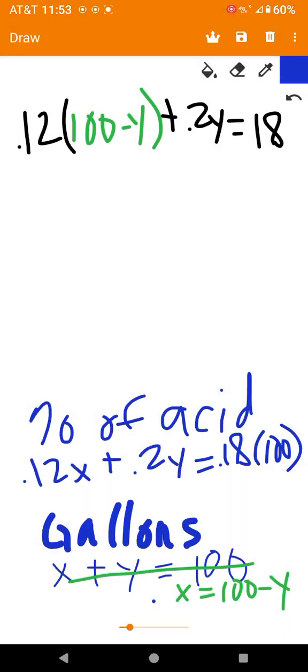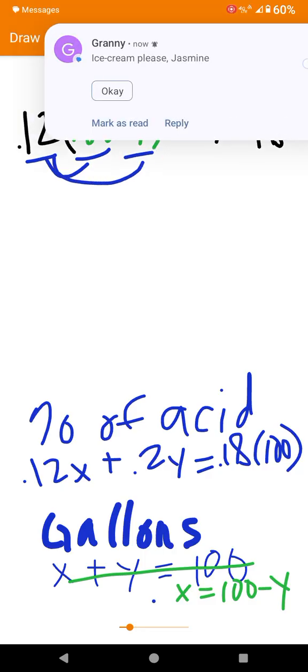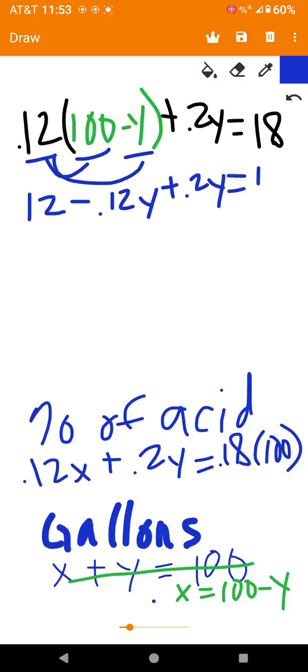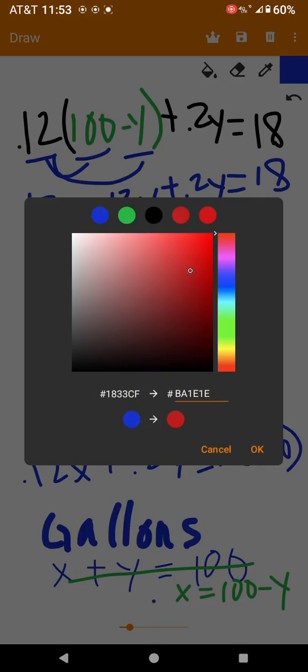So we'll do 0.12 times 100 and 0.12 times negative Y. So 0.12 times 100 is going to be 12. 0.12 times negative Y is going to be negative 0.12Y. And then we have plus 0.2Y equals 18. Then we'll combine like terms.